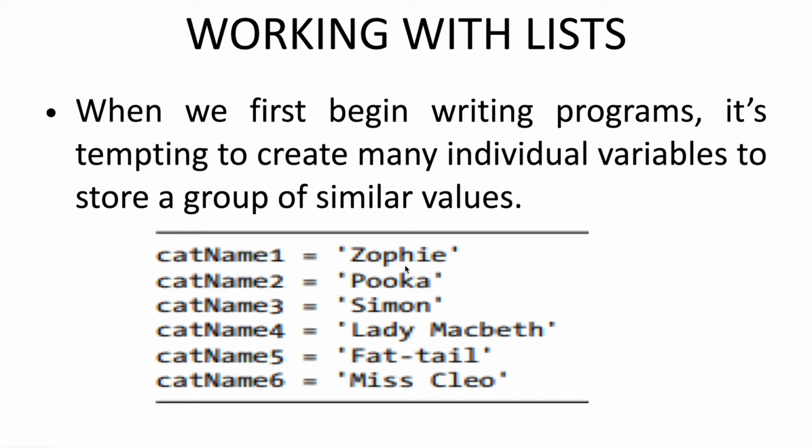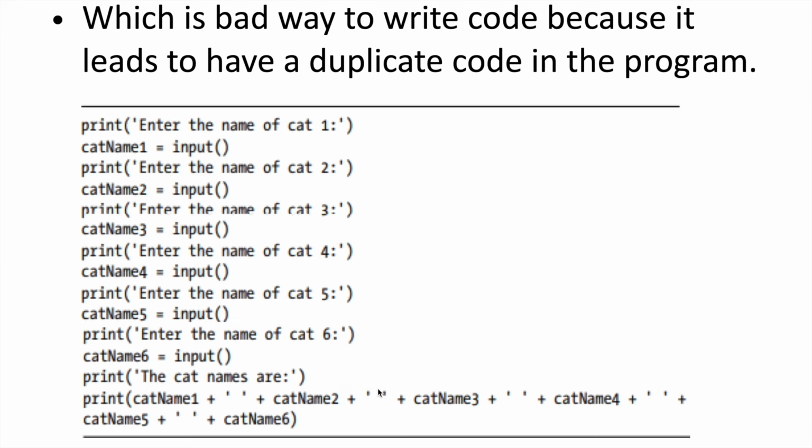Instead of creating separate variables for separate cats, I can create a list that can accept cat names. All the cat names can be stored in a single list. It's not necessary to create a separate variable for all the cats. Using a list, I can create only one list and store all the cat names in it. It's possible. Now you will see that.